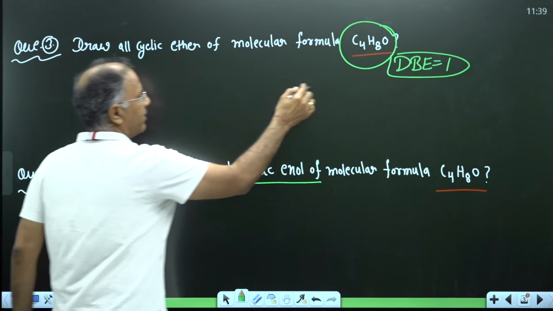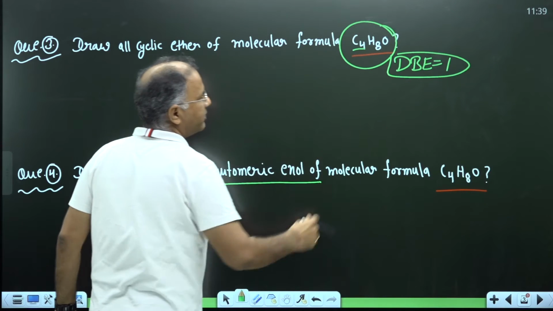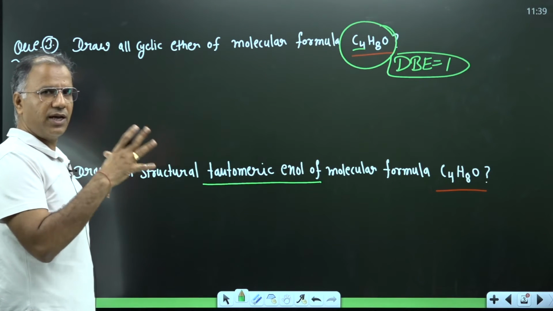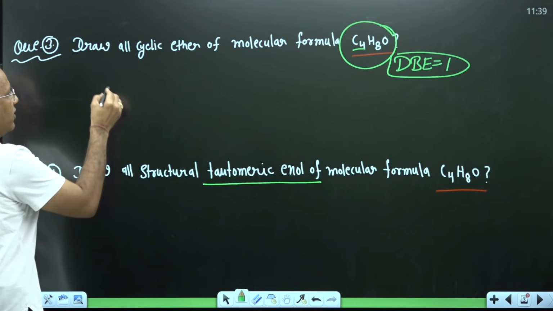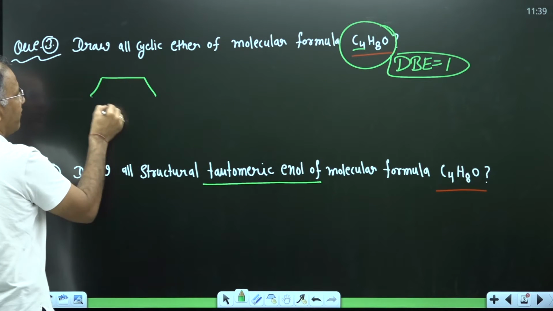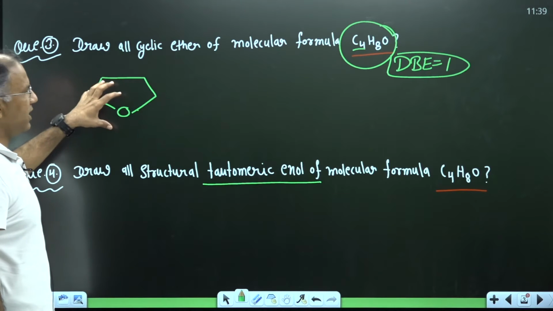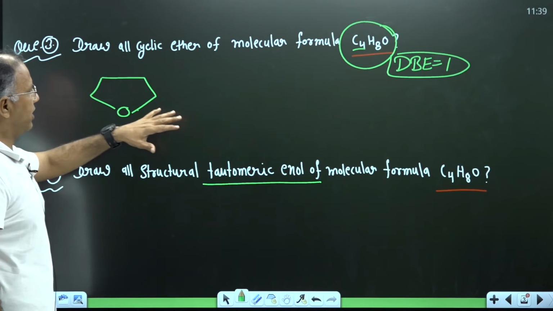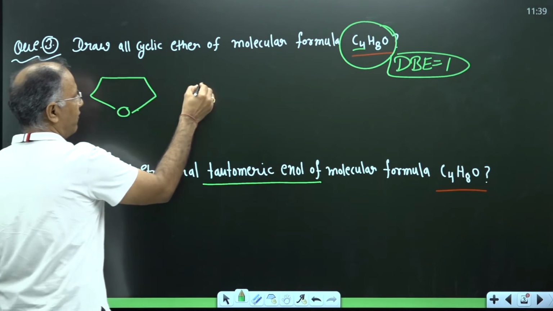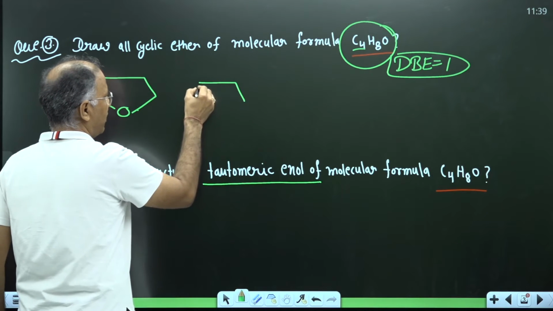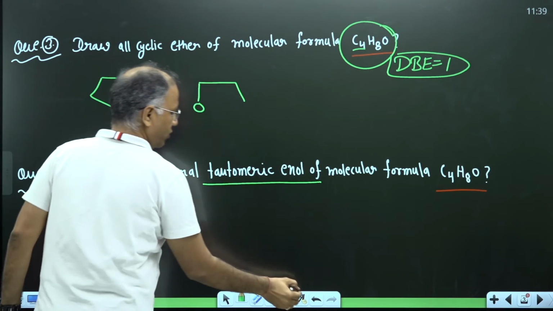Now, how many carbons are there? 4 carbons. This means we have to start from the biggest ring possible. So with 4 carbons and 1 oxygen, the biggest ring possible is a 5-member ether. First of all, this is the biggest ring, then we will go in decreasing order. Reduce 1 carbon, which means we convert this 5-member ether into a 4-member ether.